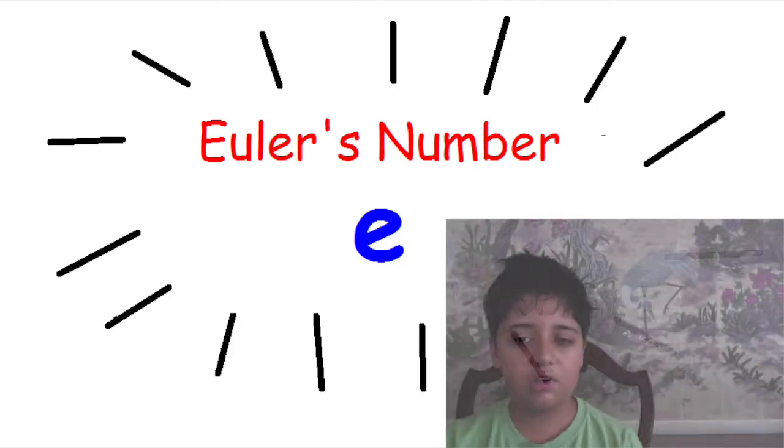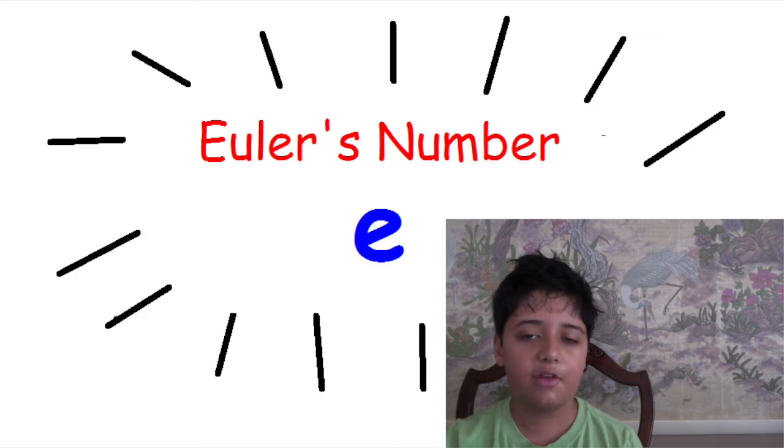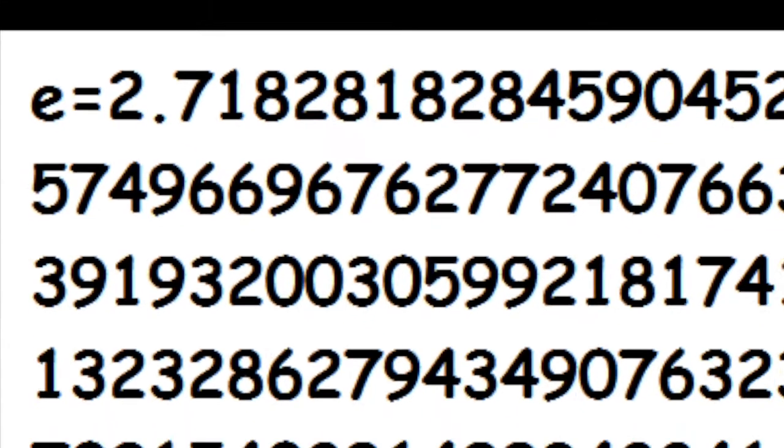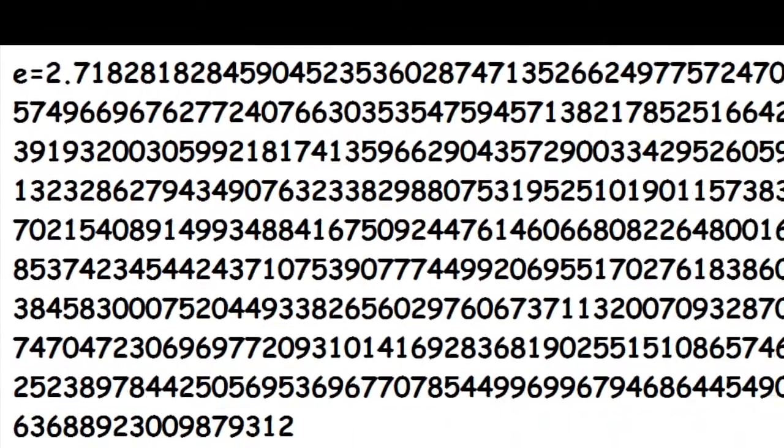Today we are going to talk about Euler's number, e. E is an irrational number around 2.71828. It's like pi, but not as famous. Nobody goes around memorizing the first 1,000 digits of e.